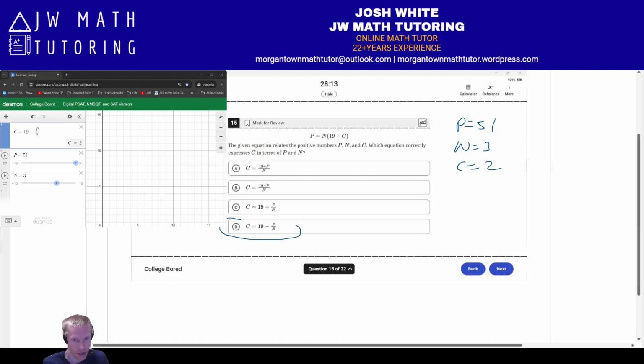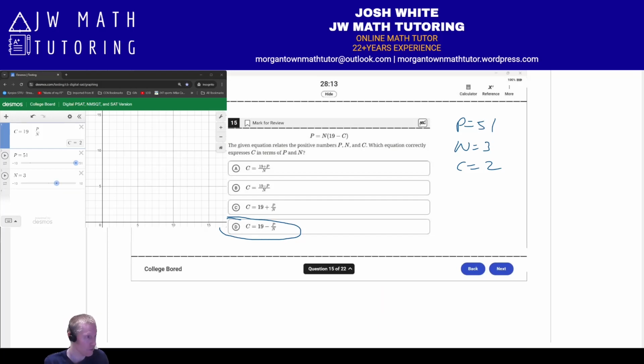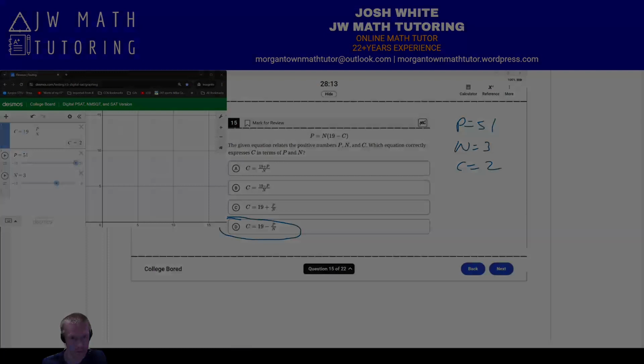Again, the overall strategy used here was picking numbers, except I used the Desmos calculator to evaluate the formulas, basically doing it in a much quicker manner than plugging into a handheld calculator.